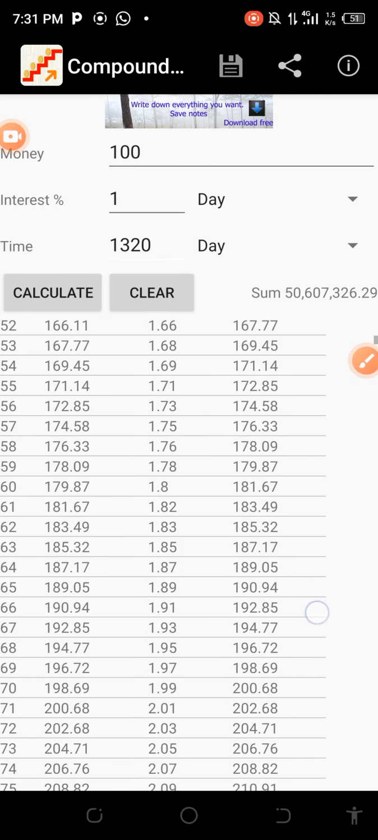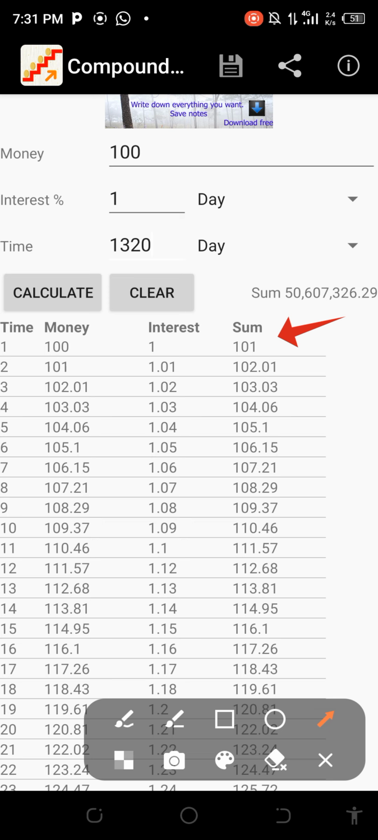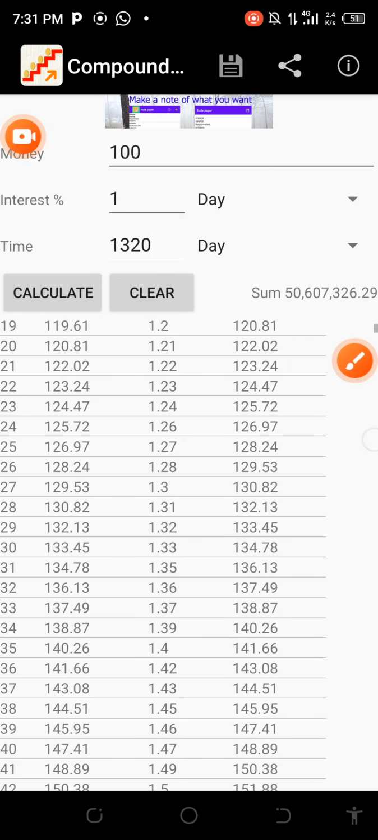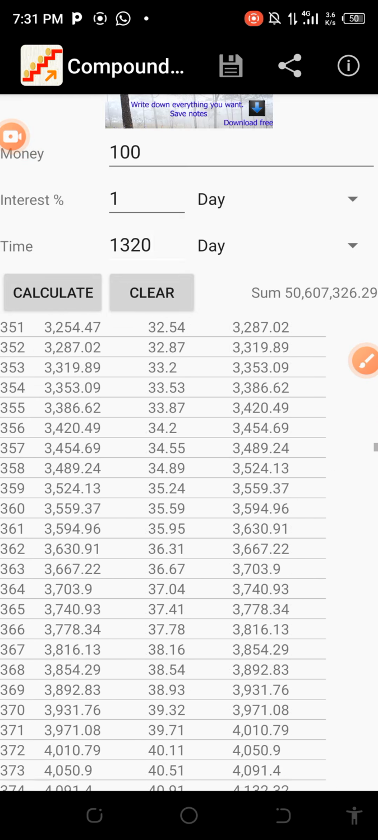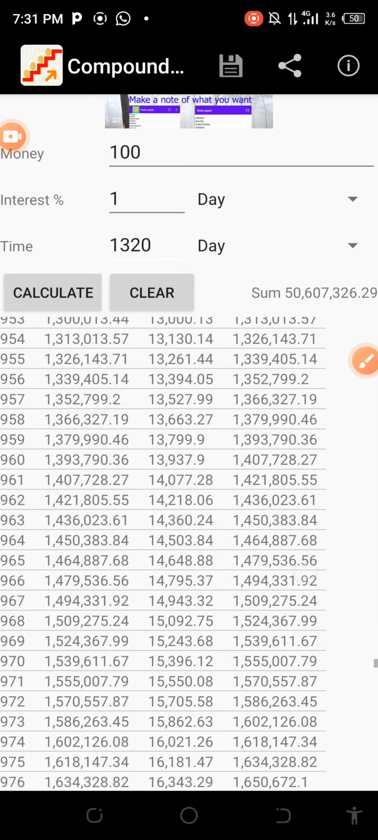And this is how it keeps growing. It keeps growing gradually, organically. First day you make $1. The second day you take all the $101 to market. You make 1% as profit, and it's turned to this. Like that, like that, up till here. Let's scroll down, down, down. Let's go and see the results.